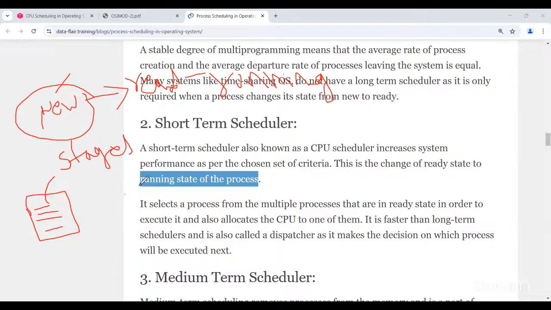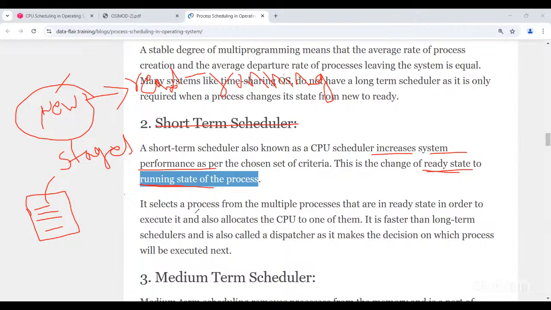So in that, the short-term scheduler is changing the ready state to the running state. Based on this type of change, it can increase the system performance. This is the short-term scheduler.